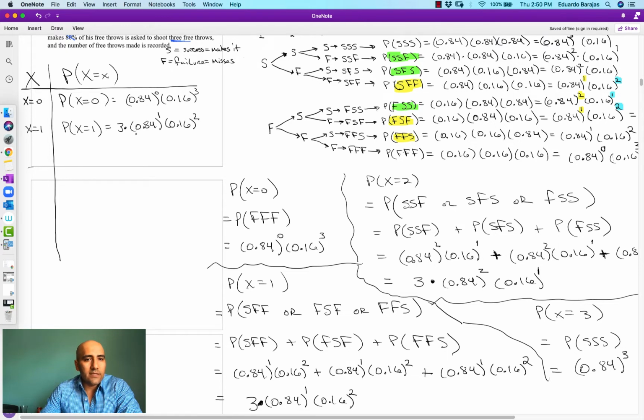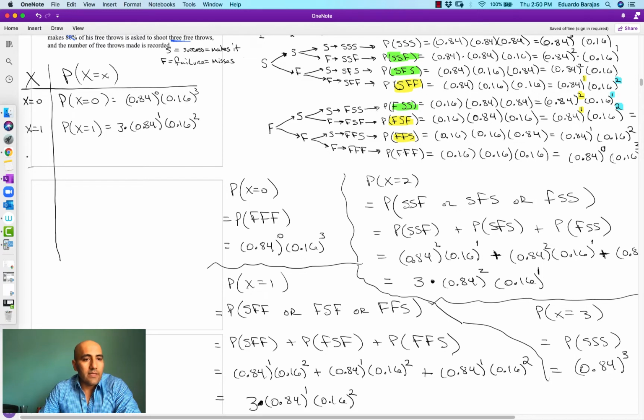Probability that there's 1 success, well, that's 1. 0.84 is the probability of success to the power of 1. And if there's 1 success, that means that there are 2 failures. So that's why we have 0.16 to the power of 2. And this 3 right here refers to the fact that there are 3 different ways in which that particular scenario can occur when you think about specific order. One success means that it could be that you made the first one, failed the other two, or made the middle one, failed the other two, or made the last one, failed the first two. Right? These are all the possible ways in which this can occur.